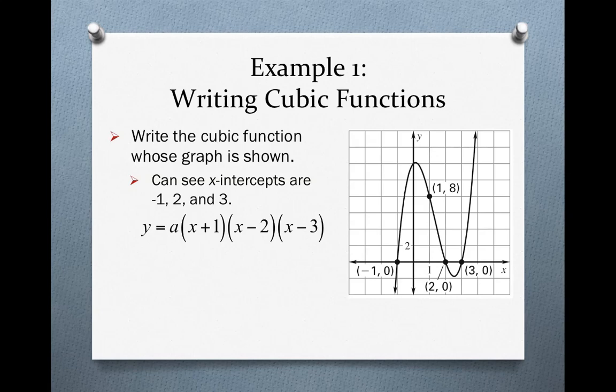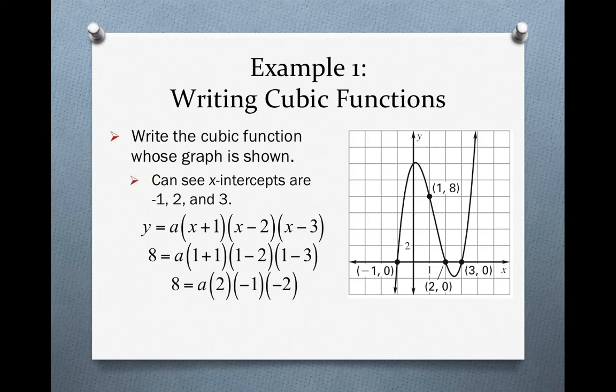But what we're not really sure about at this point is what that leading a value should be. So that's where our additional point comes in handy. What we do know is that our graph has to go through the point (1, 8), which means it has to have a y value of 8 when I use an x value of 1. So I'm going to use that in my equation. I'm going to put 1 in for each of the x variables, and I'm going to put 8 in for the y. So that now the only thing left to solve for is a.